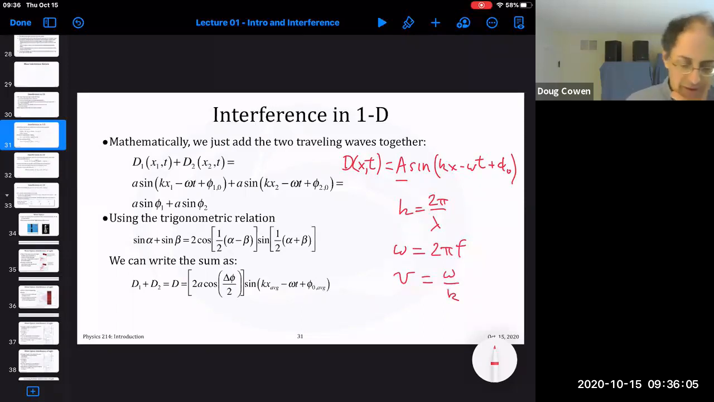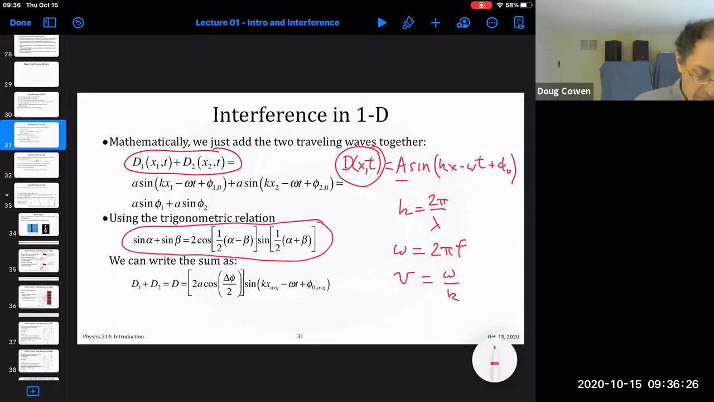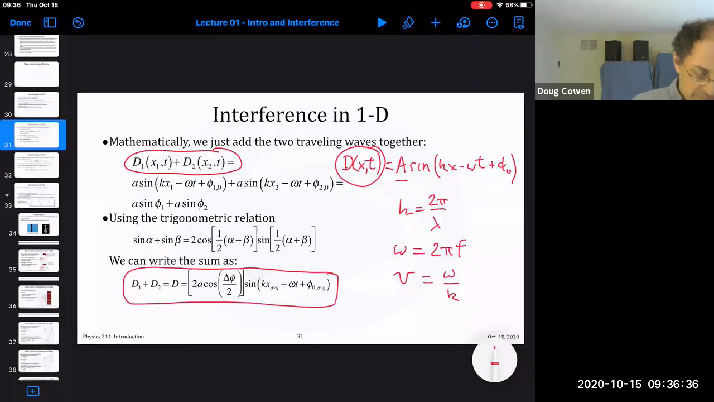Okay, so if we take two traveling waves, labeled here D1 and D2, and we add them together, then we're basically adding together two sine functions. And there's a way to do that using this trigonometric relation written down here. If you do that for these two traveling waves, then what we get is this expression down at the bottom. So let's explore the details of that expression.